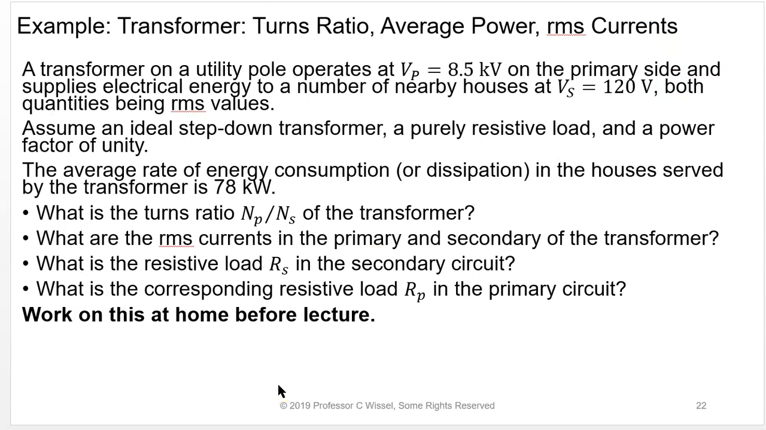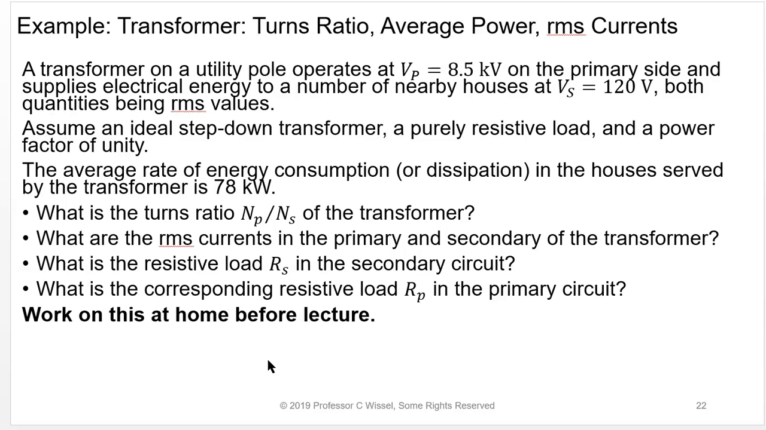A transformer on a utility pole operates at VP equals 8.5 kilovolts on the primary side and supplies electrical energy to a number of nearby houses at VS equals 120 volts, both quantities being RMS values. Now, if they don't tell you in a problem, assume they're RMS, and especially if they say they're being measured by a meter, they're probably RMS. Assume an ideal step-down transformer, a purely resistive load, and a power factor of unity. And of course, if it's a purely resistive load, that would be a power factor of unity.